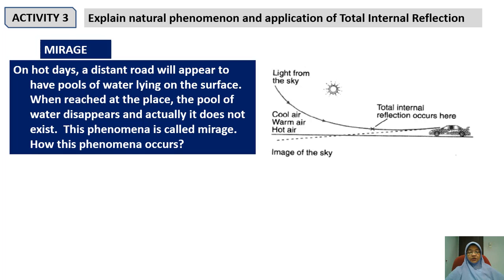So we have two natural phenomena and 3 to 4 applications. So we start with mirage. On hot days, a distant road will appear to have pools of water lying on the surface of the road. When we reach the place, the pool of water disappears and actually it does not exist. How is this phenomenon called? Mirage. How does this phenomenon occur?